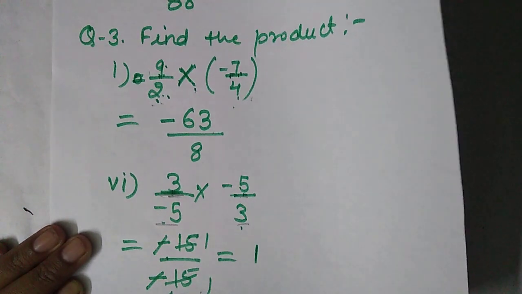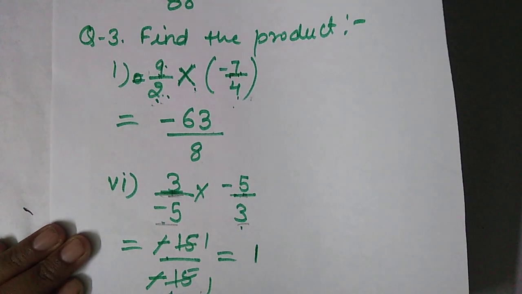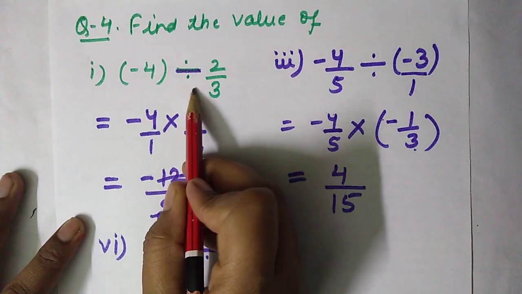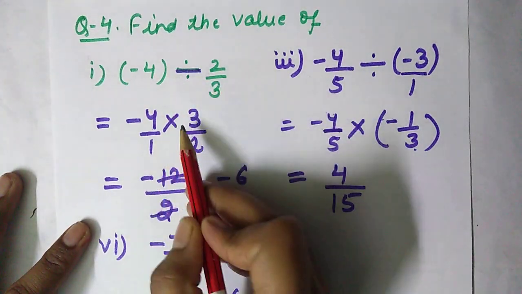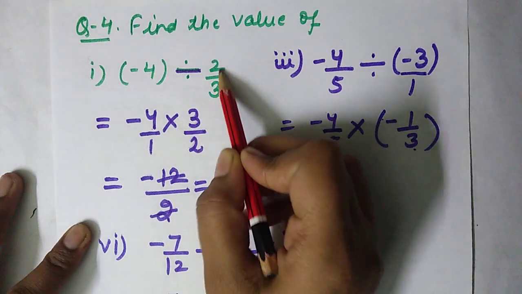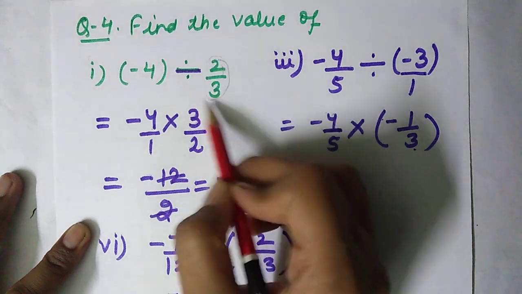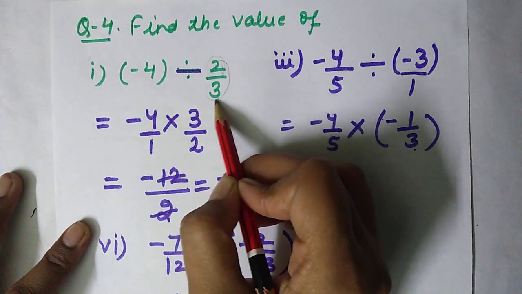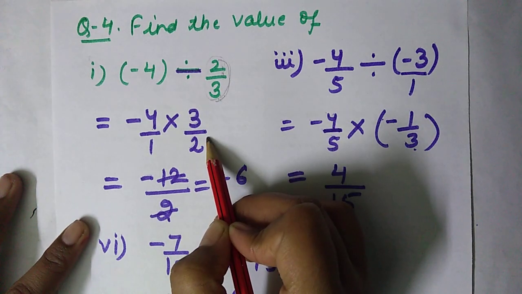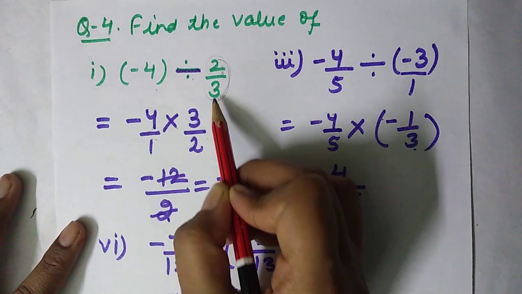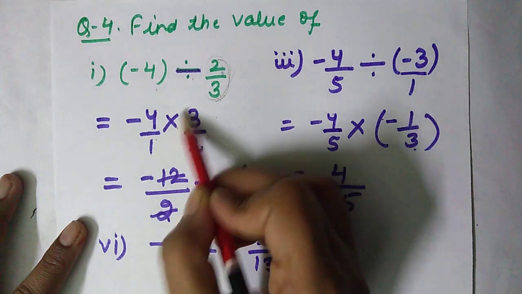Okay, now come to how to divide the rational numbers. For dividing the rational numbers, first we have to convert this division into multiplication. For that we have to take the reciprocal of the term which is just after the division sign. Here 2 by 3 is there, so the reciprocal of 2 by 3 is 3 by 2. Okay, minus 4. This gets converted into multiplication and we have taken the LCM 2.